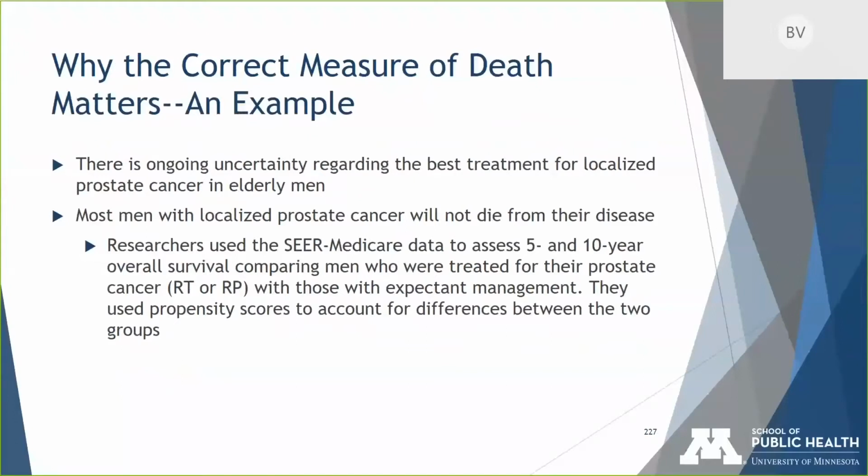Here's an example. The best treatment for men with localized prostate cancer is still up for grabs. Most men with localized prostate cancer will not actually die from their disease. So researchers looked at SEER-Medicare data. They compared men who were actively treated, so they had radiation therapy or surgery, and compared those with expectant management or observation. And they used propensity scores to account for differences between the two groups.